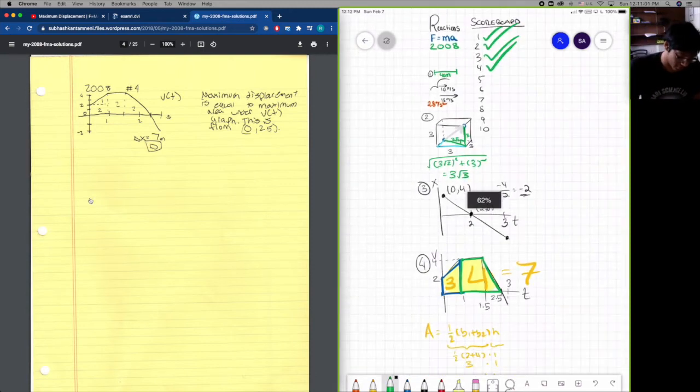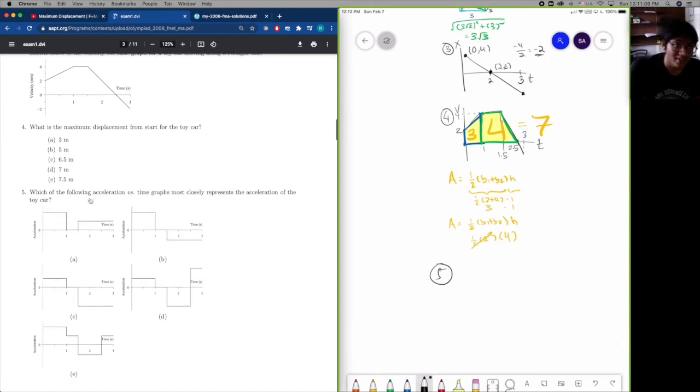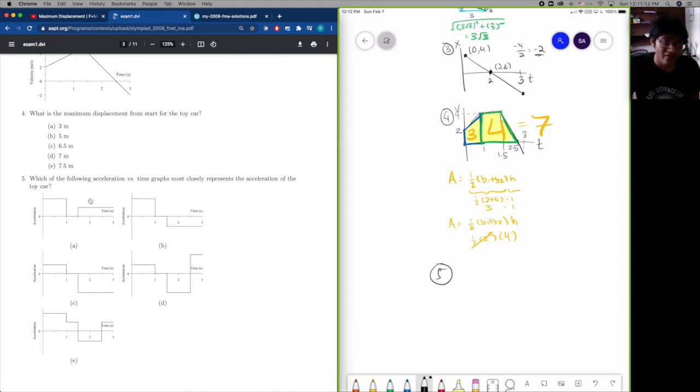Let's move on to question number 5. Hopefully I got that one right. Question number 5. Let me write 5 nicely here. So question number 5 asks us which one of the AT graphs most closely represents the acceleration of the toy car. So what we're going to do is just convert this VT graph into an AT graph, which is not too hard. All you need to do is find the acceleration at some time intervals.